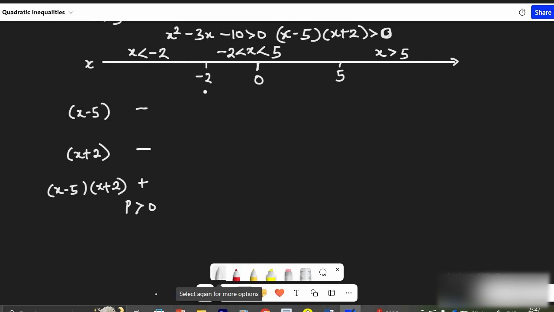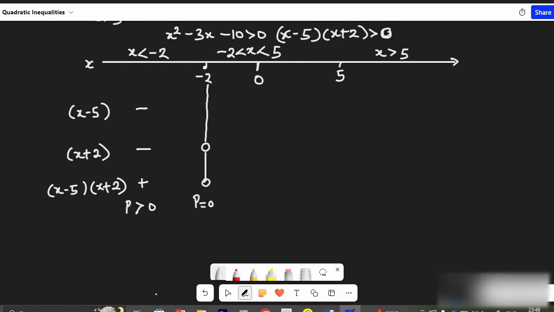So where x is equal to minus 2, we have that this factor here will be 0. And if this factor here is 0, the product will be 0 as well. So I'm just going to draw a line. I'm going to say that this is 0. I'm going to say that this is 0. So the product is equal to 0.